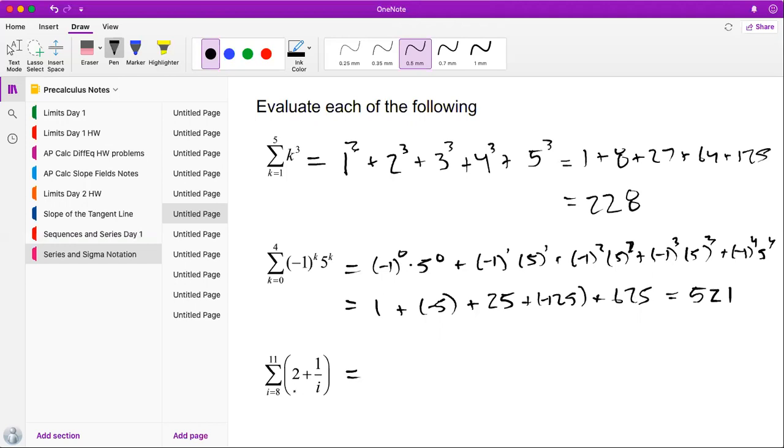Now, this one, I can see my index here starts at 8 and it ends at 11. So I get 2 plus 1/8 plus 2 plus 1/9 plus 2 plus 1/10 plus 2 plus 1/11. And that equals, the four twos add up to 8, and then I have to add up all the fractions. 1/8 plus 1/9 plus 1/10 plus 1/11 is, you can make that into a fraction if you want, but you don't have to.